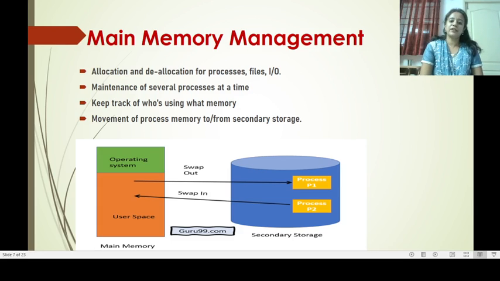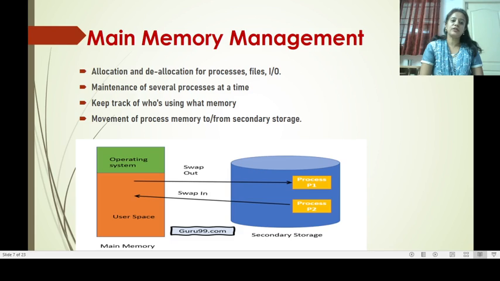Main memory management is also a very important component of an operating system. Here, main memory is a collection of arrays or words. We are talking about main memory, meaning RAM, random access memory. That is the memory very easily accessible by the CPU. Whichever process wants to execute should be loaded into main memory. From the main memory, the CPU will take that process for execution.